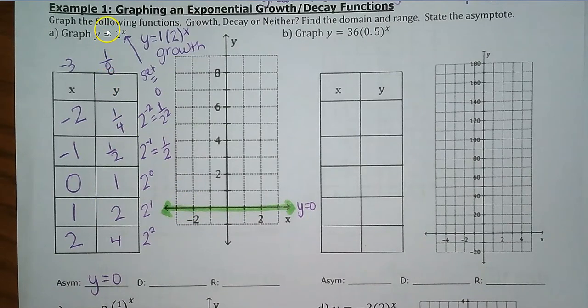Basically what happens as you continue to put negative x values into the table, you'd get smaller fractions, but you would never actually get to 0. You would never actually go negative.